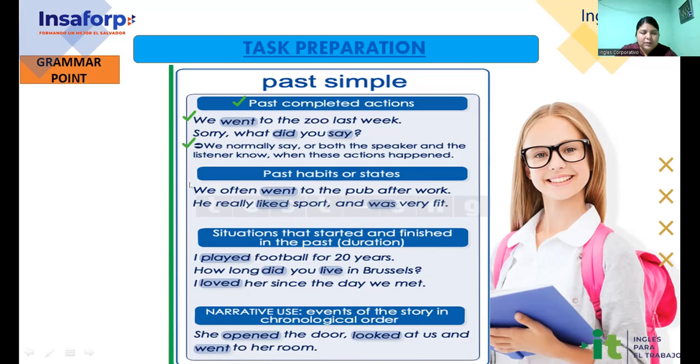The next usage, please, Oscar. Past habitual state. We often went to the pub after work. He really liked sport and was very fit. Okay, so we talk about past habits or states. Look at this: we often went. You can also use frequency adverbs with past simple. Íbamos con frecuencia al bar después del trabajo. He really liked sport. A él le gustaba muchísimo el deporte y estaba en forma, right? So we're talking about a state. ¿Cómo estaba? En forma.